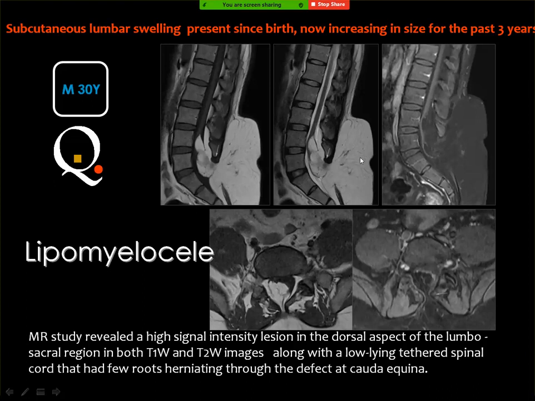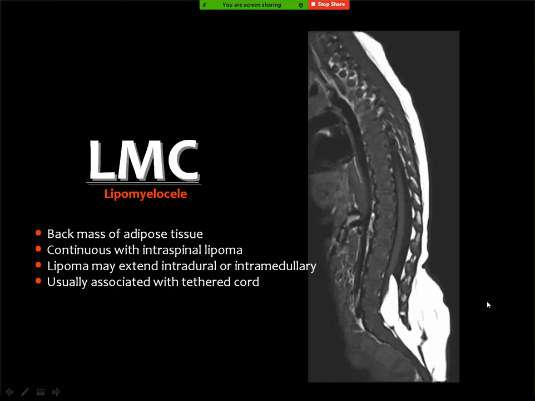And if you see a mass like this, which has an intraspinal component and extraspinal component, this is known as lipomyelocele. It is usually associated with spina bifida and also with low termination of the spinal cord, what is known as tethered cord. Yes, and this is another example. You see a big fatty mass in the back of the child, which is continuous with another fatty mass inside the spinal canal through a spina bifida associated with low termination of the spinal cord.